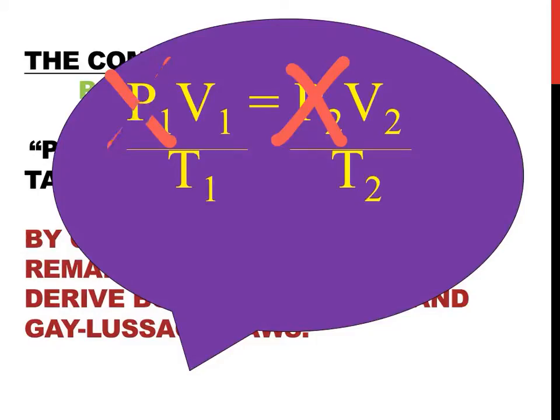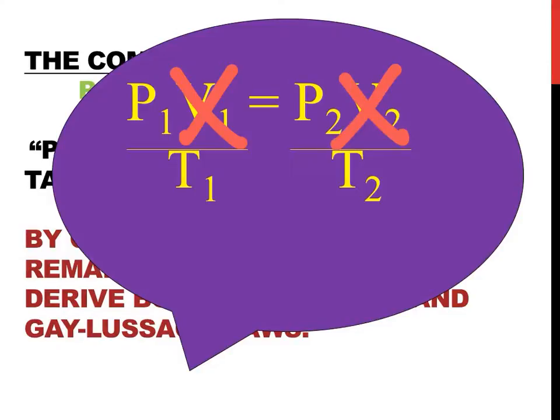And then finally, what if we decide to hold volume constant? If we hold volume constant, those can cancel. We get P1 over T1 equals P2 over T2, and that is Gay-Lussac's law. So if you remember this combined gas law, you are able to derive the other three gas laws.